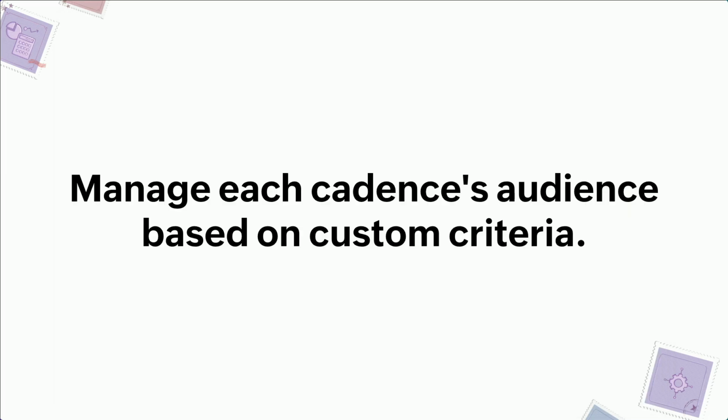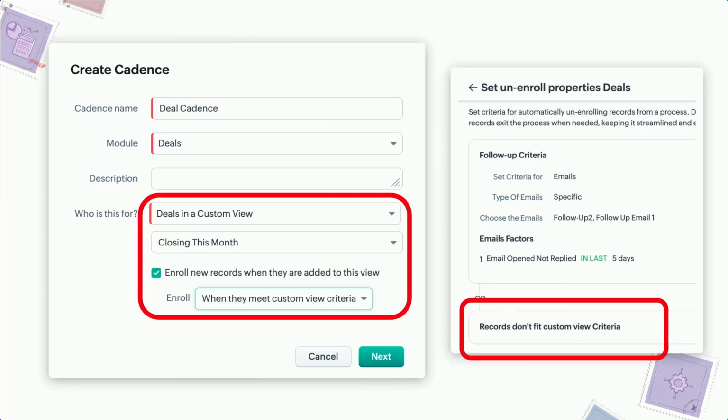We're also able to manage each Cadence's audience based on custom criteria. What this means is we're able to refine who is sent these emails or what contacts are applied into a cadence based on criteria within that record. This can look like using a custom view. So in this example, maybe we have a cadence set up for our deals module. We want to have deals that are closing this month to enter into our cadence because we want to make sure that those deals don't stall out. We want to make sure that during the last month of our deal process that we are focusing our follow-ups so they're effective and that the deal is able to move to be closed.